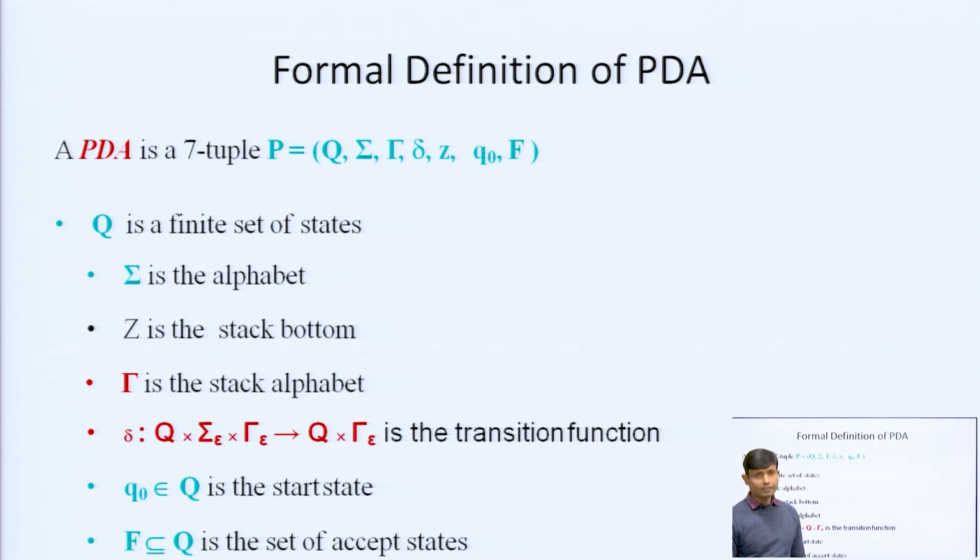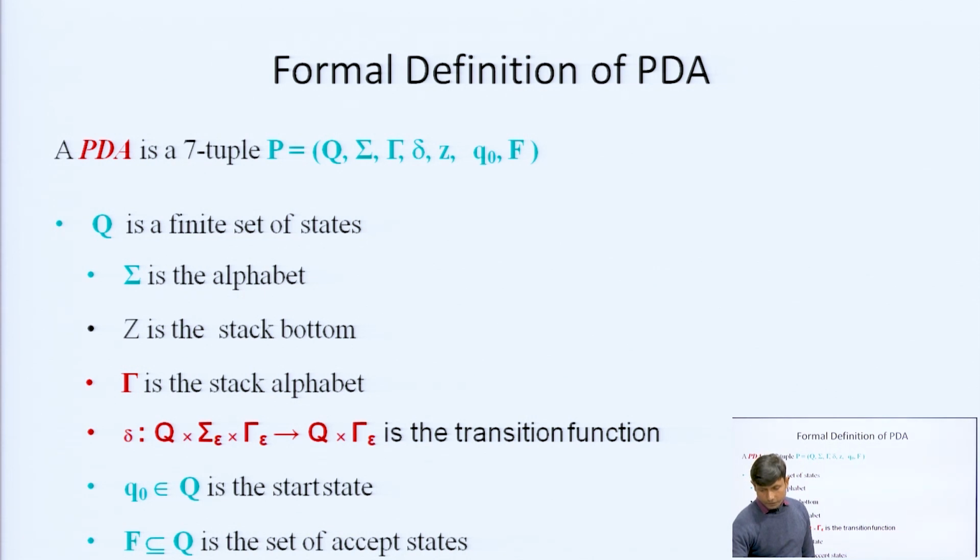Here we take one state, an input alphabet and a stack input alphabet, and go to another state with the stack top. You can also take epsilon as input, and in the stack input sometimes you can take empty. Then q0 belongs to Q, the same as with finite automata, and the final state F is the set of accepting states, a subset of Q.